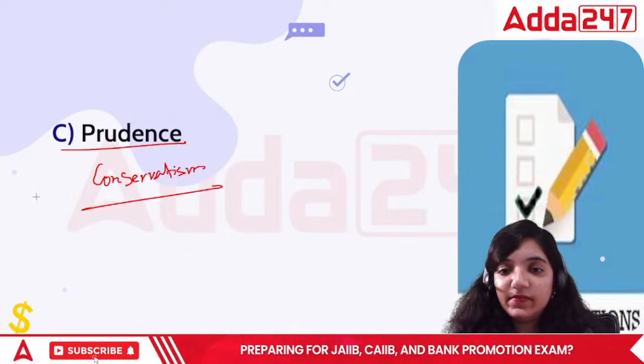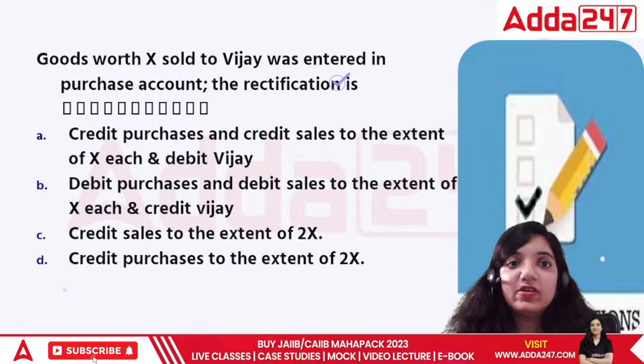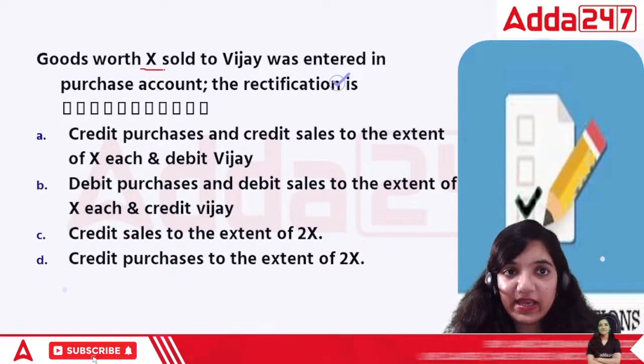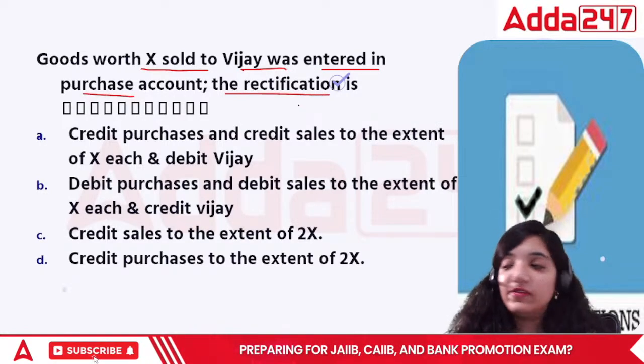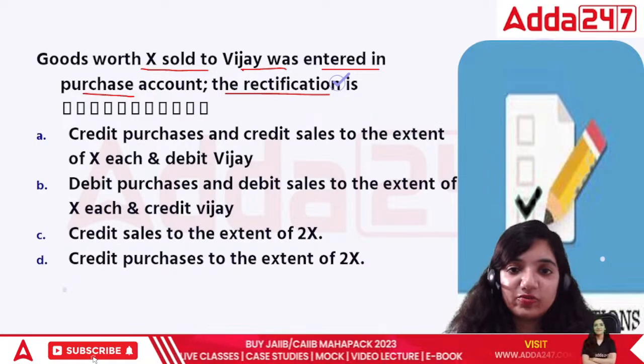Done. Now comes the next point. Goods worth rupees X sold to Vijay were entered in the purchase book. We need the rectification to be done in this case.